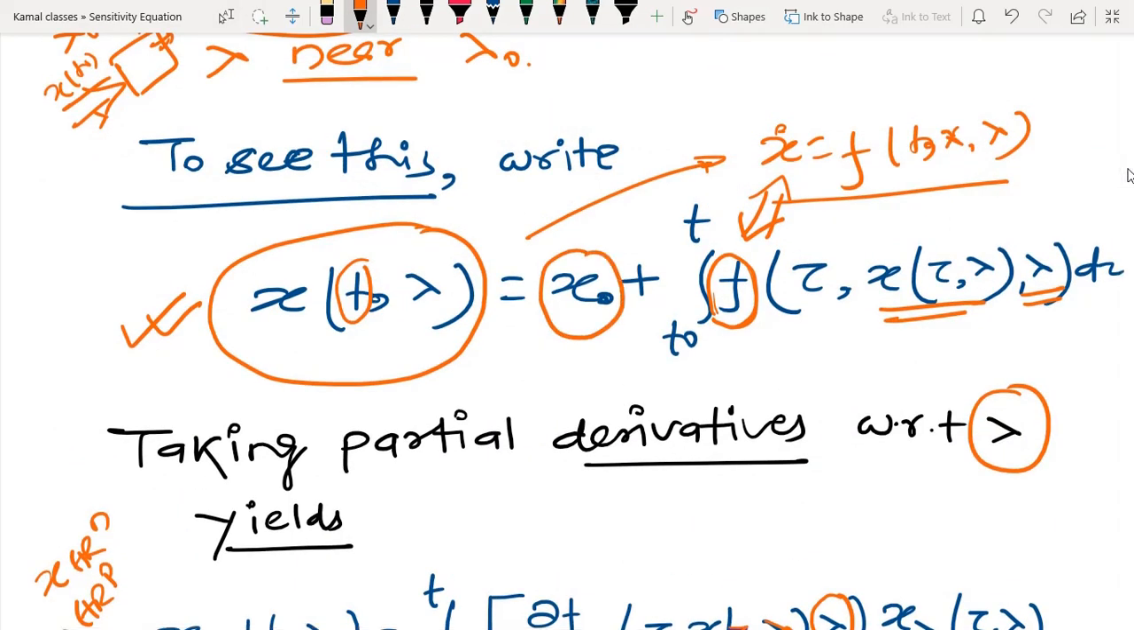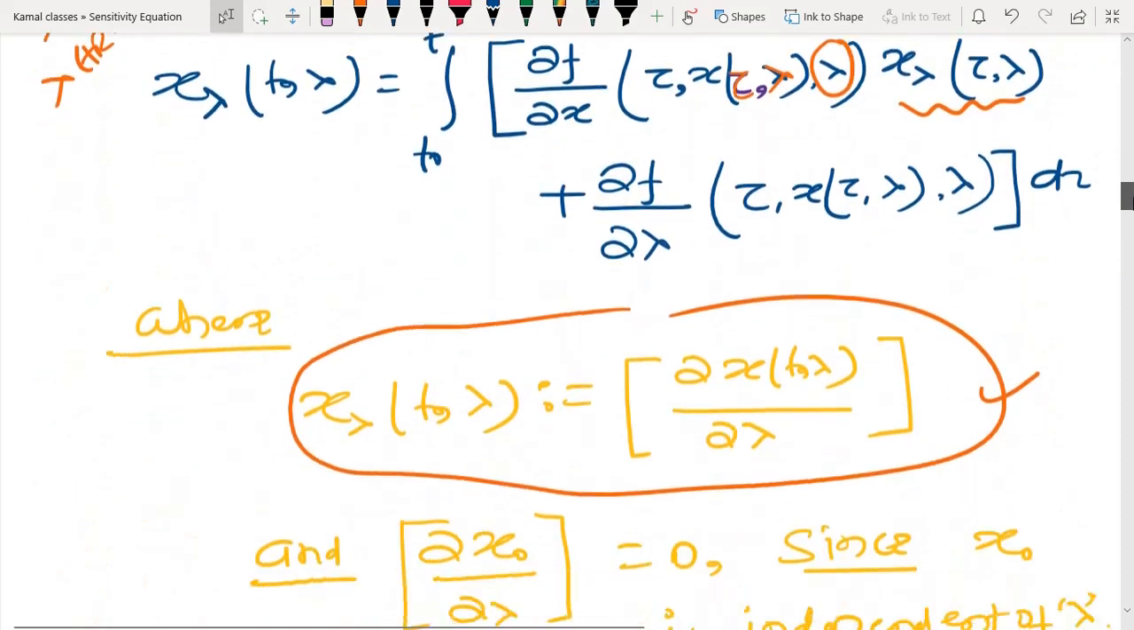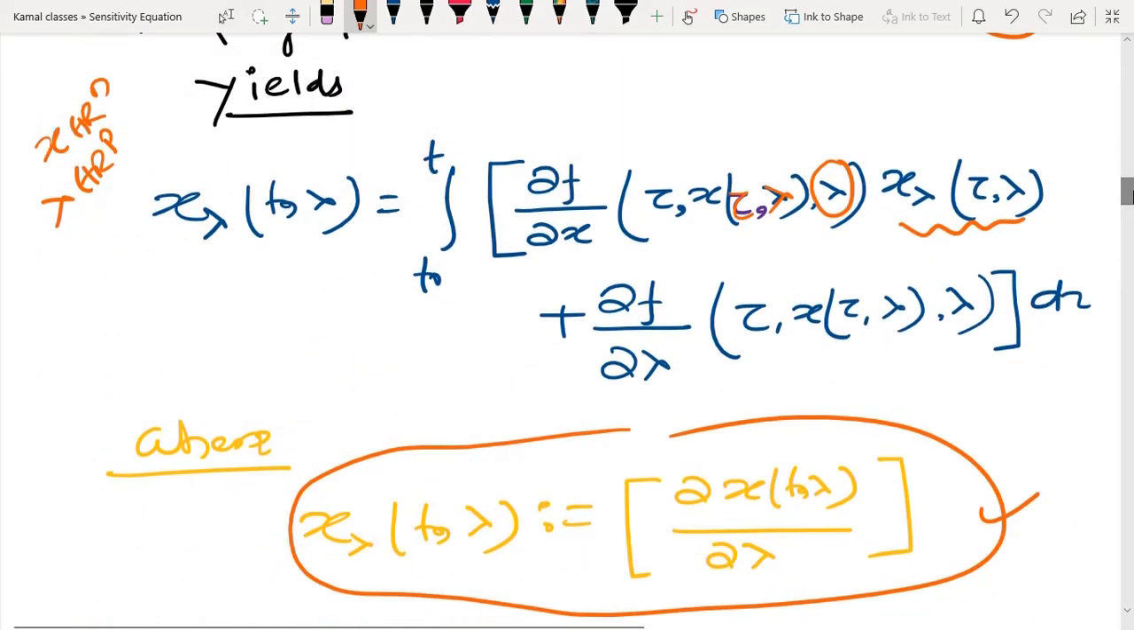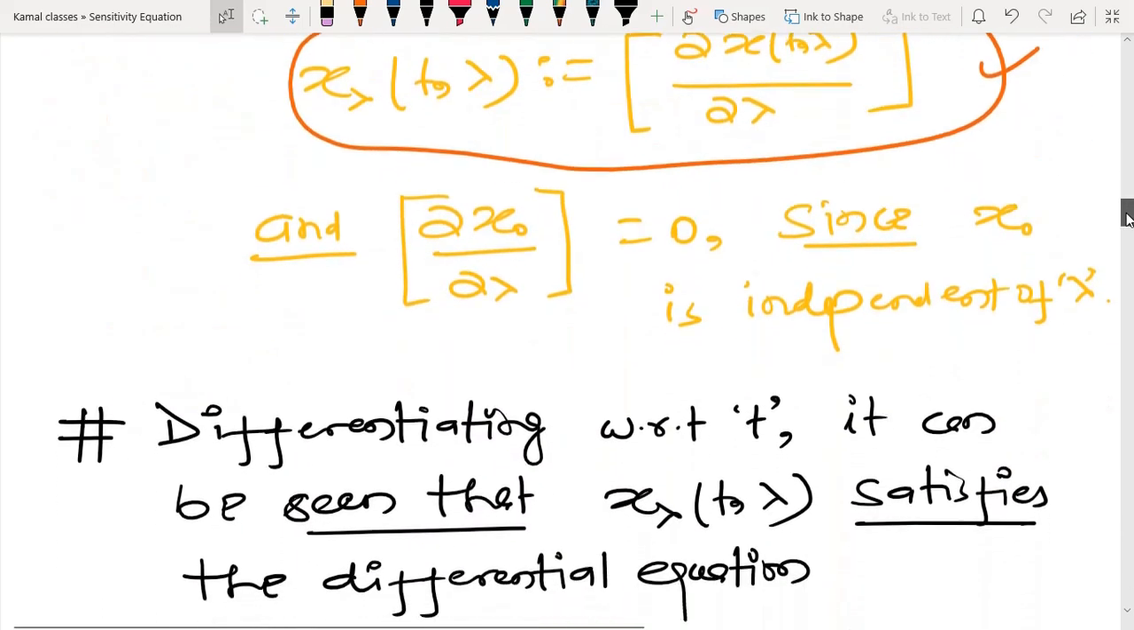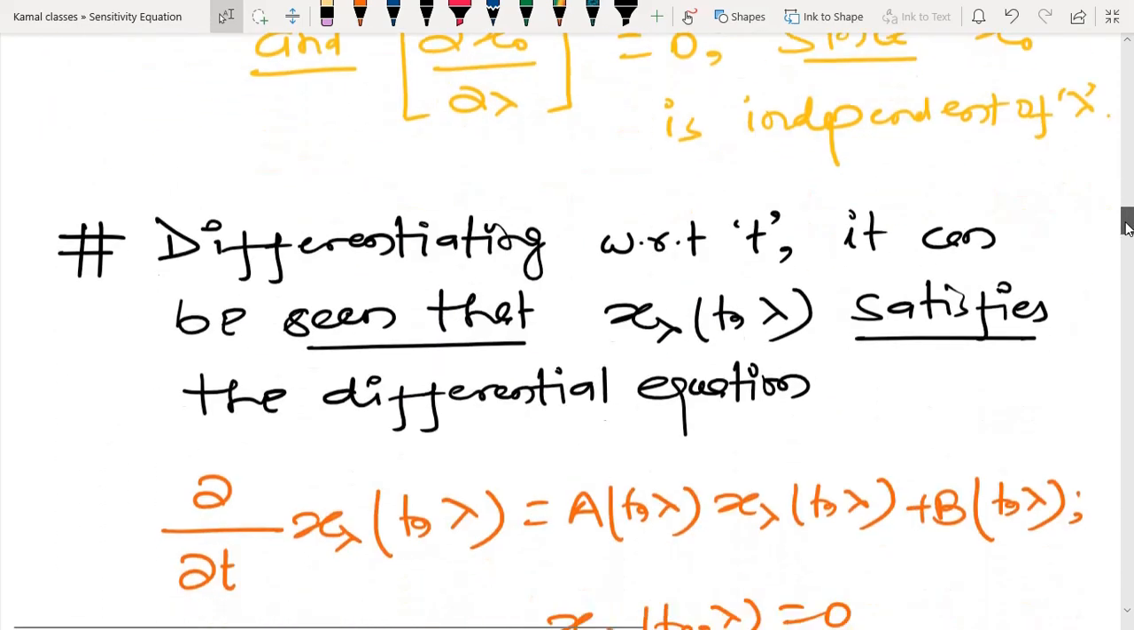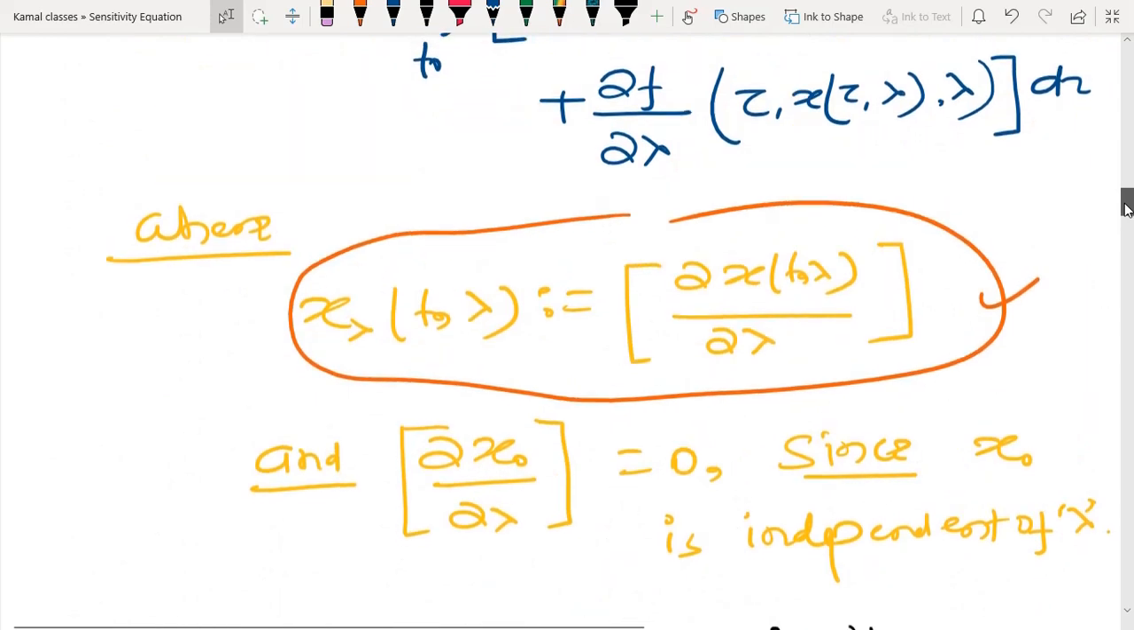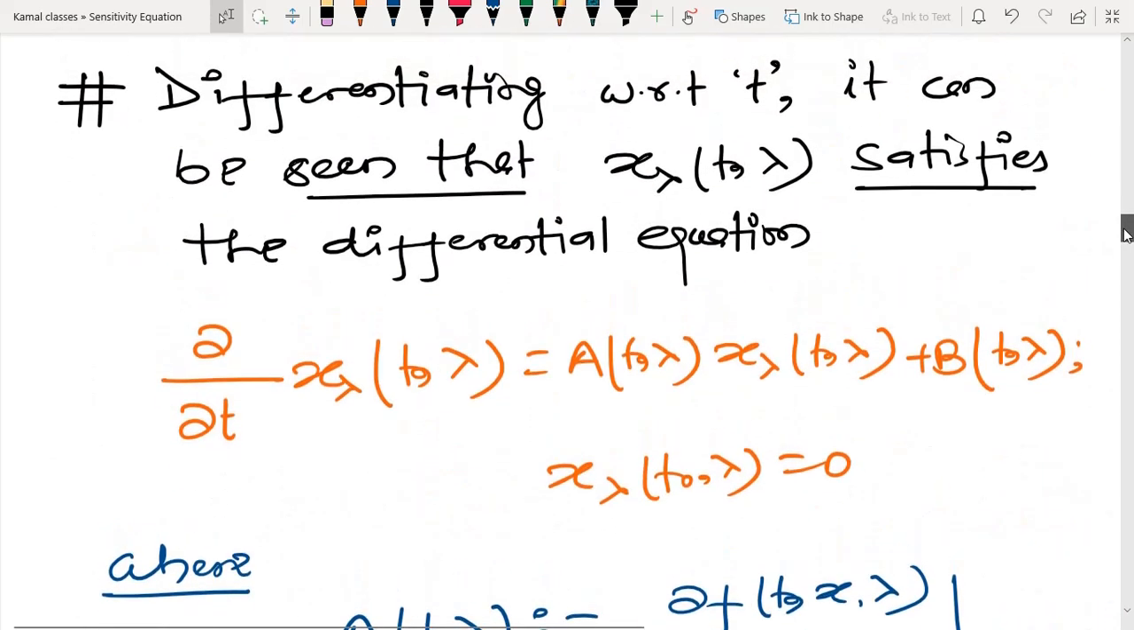Now one more important thing: you can see that x0 is the initial condition. I am assuming that it is not a function of lambda. Due to that reason the derivative dx0 by d lambda is already 0, and due to that reason I have started from here. Now try to check what I am telling, this particular function.